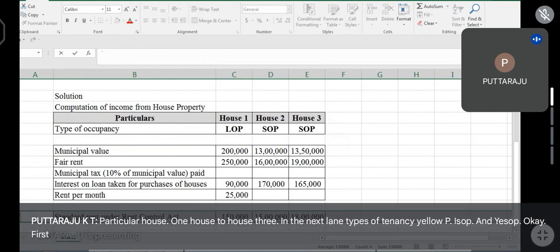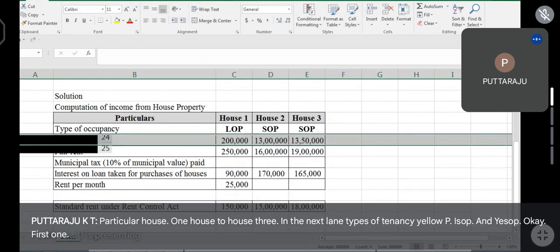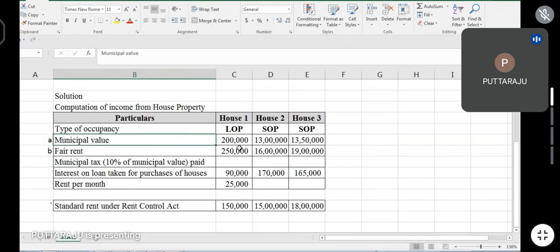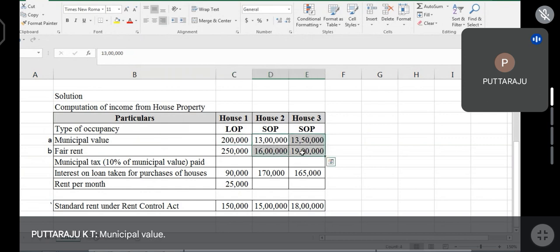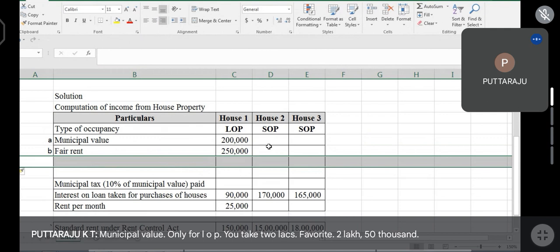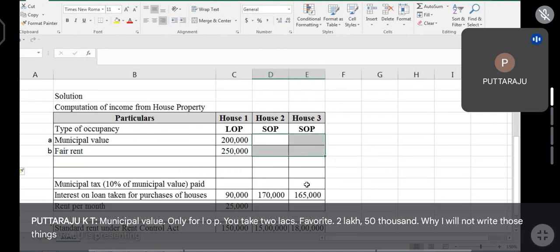First one, you need to compare A, B. Municipal value, only for LOP you take 2 lakhs. Fair rent, 2,50,000. Why will I not write those things in SOP? Because annual value for SOP should be taken as nil.